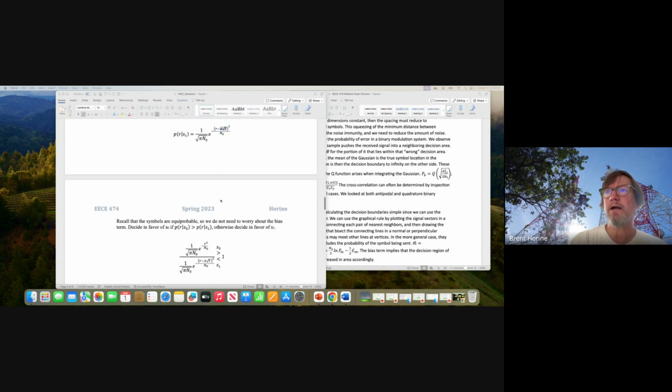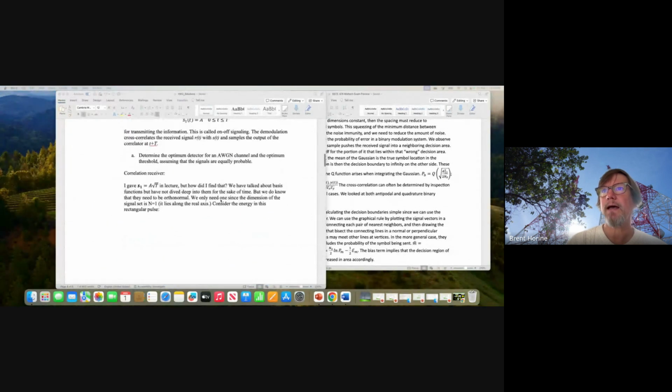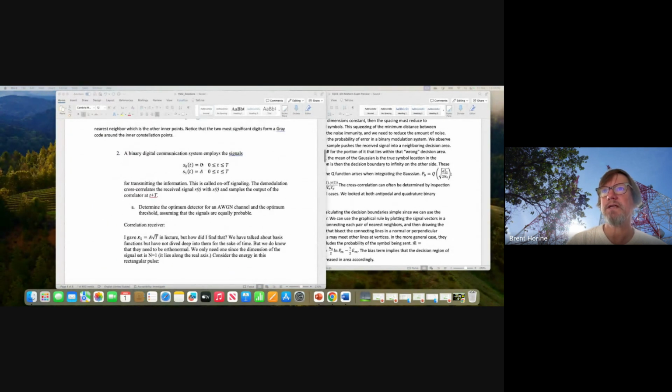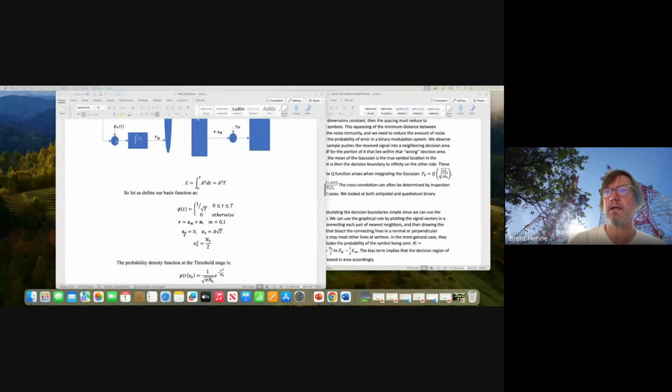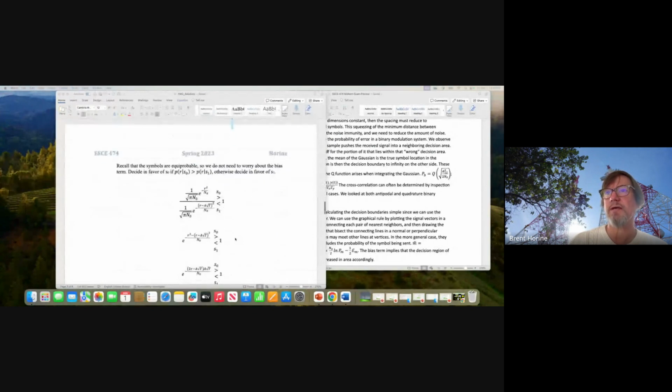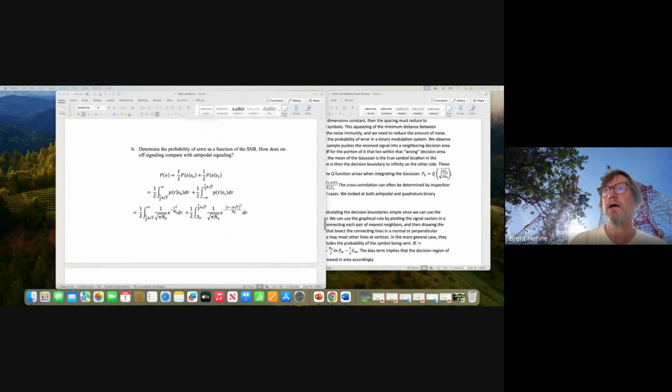And if you think about it, the tough part is calculating these vectors, right? And now, since they're equally probable, we're going to draw a decision line halfway in between these, which would be A over 2 times the square root of T, right? But that's how it would be derived.